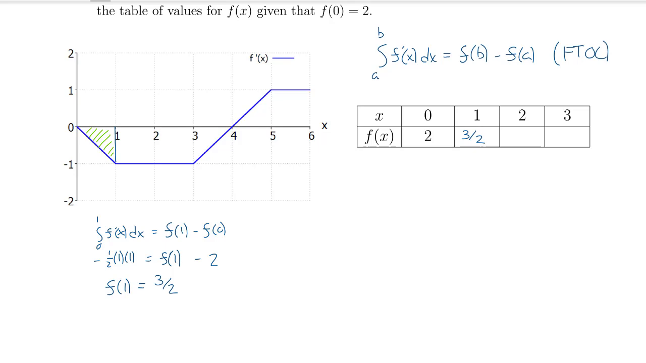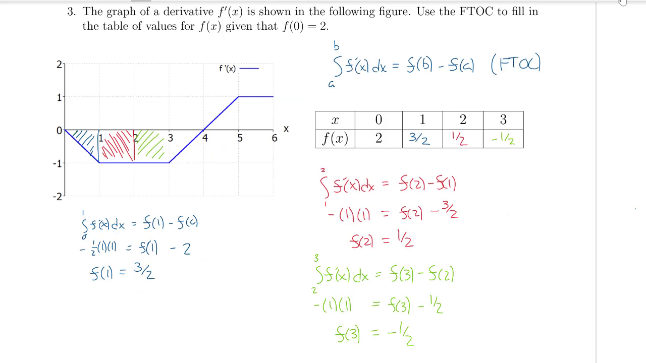Now go ahead and try to find f of 2 on your own using the same framework. So for your lower limit now, you can choose either 0 or 1 because we know those function values. And then for your upper limit, you can choose 2 or 3 depending on which value you're looking for at that time. So go ahead and give that a try, and I'll provide you with the solution.